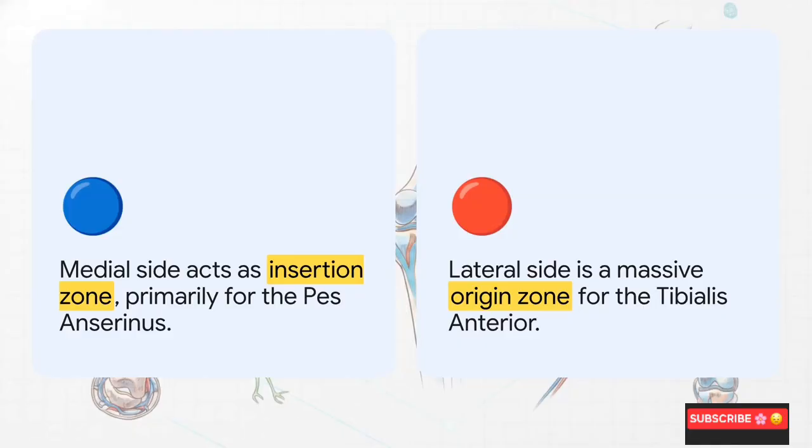There's a fascinating functional divide across the shaft, too. The medial surface acts as a major insertion zone, most notably for the pes anserinus. That's a confluence of tendons that dynamically stabilize the medial side of the knee. In stark contrast, the vast upper two-thirds of the lateral surface serves as a massive red origin zone. This is the launching pad for the tibialis anterior, which is the primary muscle responsible for pulling your foot upward, driving ankle dorsiflexion every time you take a step.